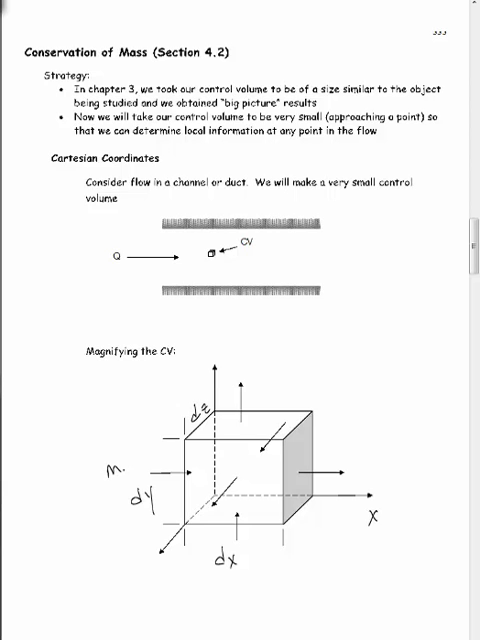So for instance, we would have an m dot x in, we would call it, coming in this face, and this face happens to have area of dy dz. Okay, and then this would be our m dot x out.